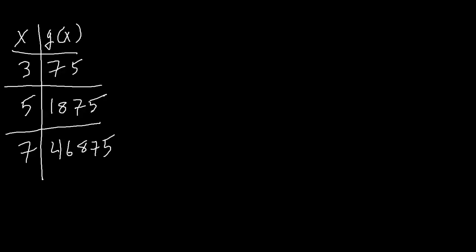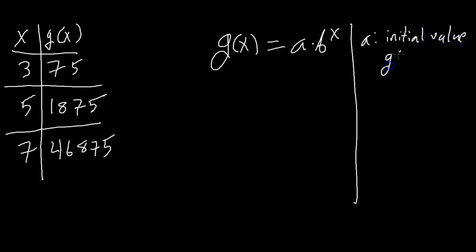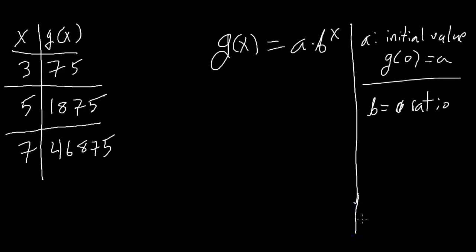So remember what we're trying to do. We have g of x. It's an exponential function. So let's write that in the form a times b to the x power, right? Where a is the initial value, or the value g of 0. g of 0 equals a. And b is, let's call it, the ratio. b is the ratio. That's what you multiply by each time to get to your next value, right? Okay. So let's think. We clearly need to find b and we need to find a, right?